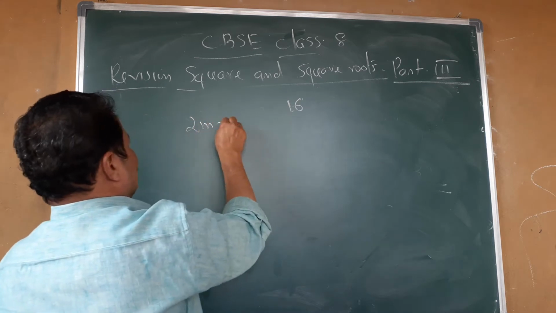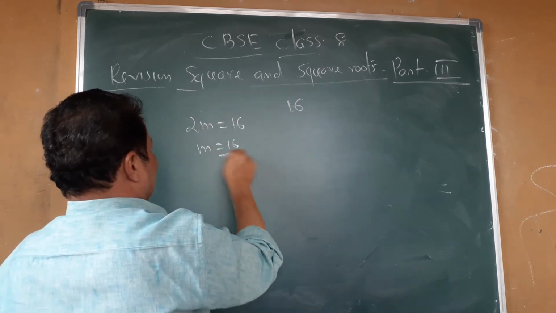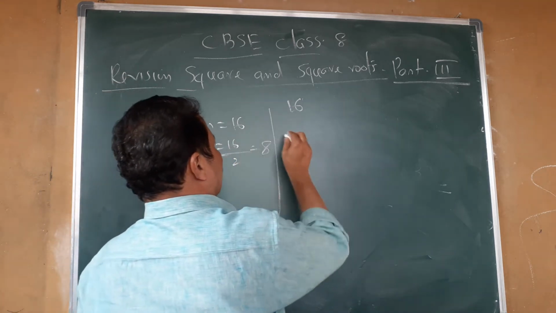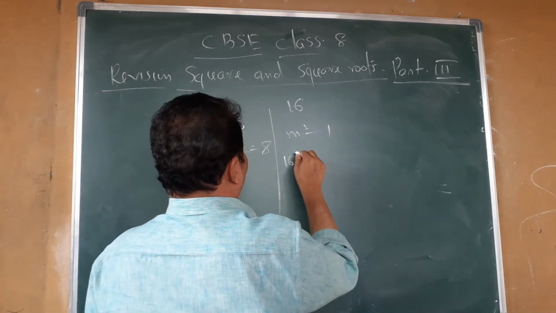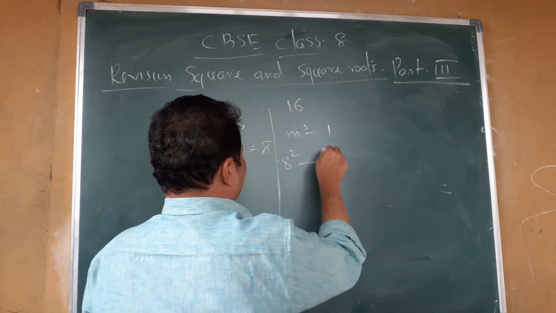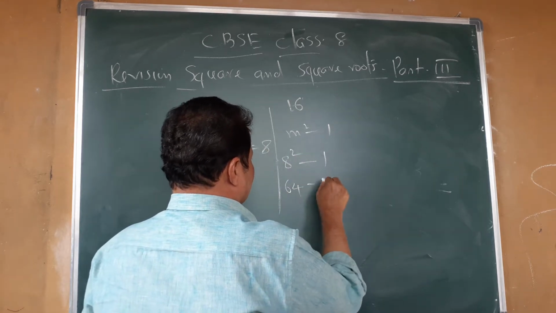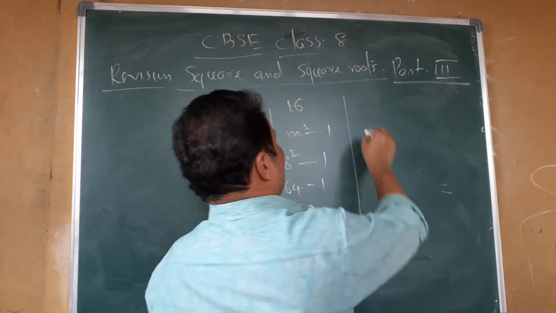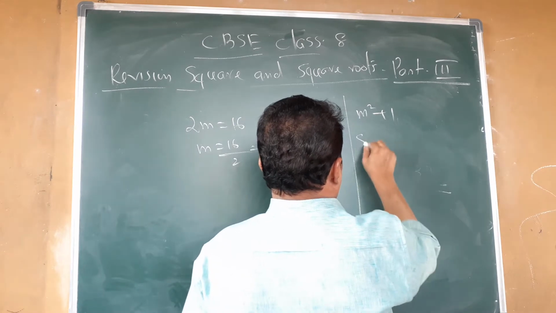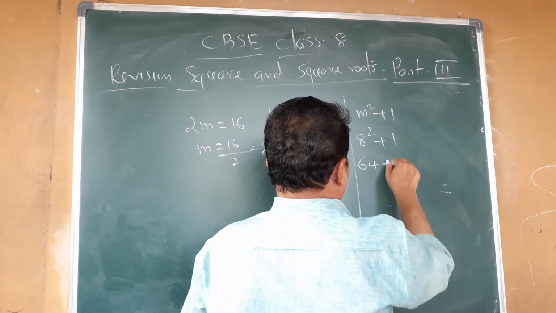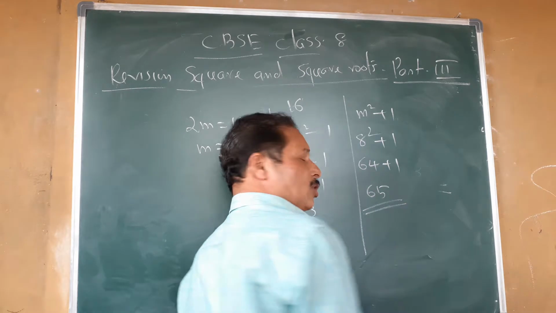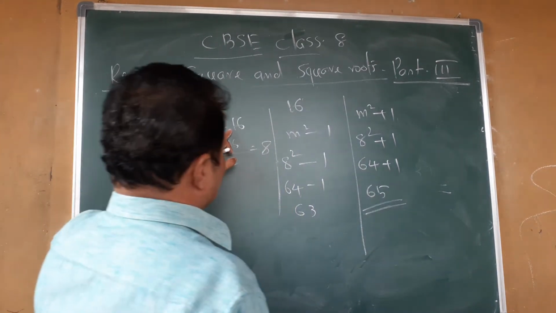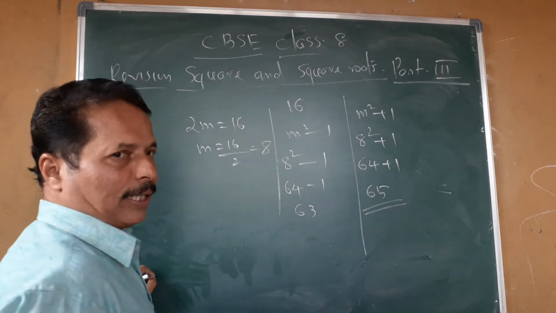So let us imagine 2m equal to 16, m is 16 by 2 equal to 8. So one of the numbers is 2m, the other is m square minus 1. M is equal to 8. 8 square minus 1, 64 minus 1 equal to 63. And the other number is m square plus 1, 8 square plus 1, 64 plus 1, that's equal to 65. Is it clear? So the numbers are 16, 63 and 65.